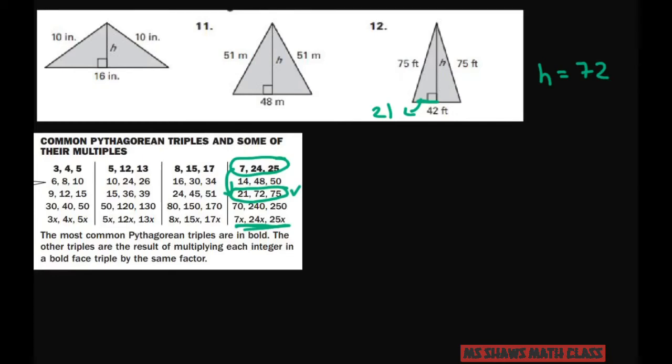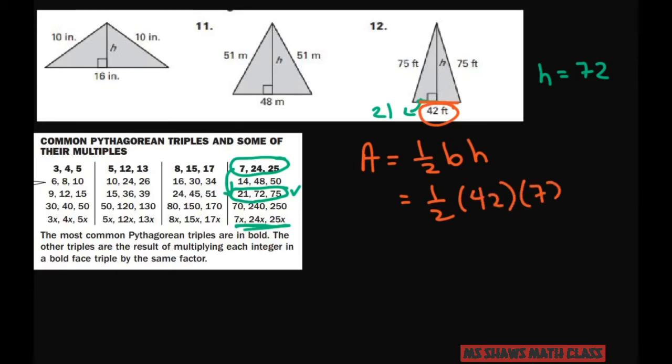So now when you do your area, you do 1/2 base times height. Take your whole base, this whole length, of 42 times 72. 1/2 of 42 is 21, and then you just multiply your 72, and then you can put that in the calculator. 21 times 72, and that's going to equal 1,512, or 1,512 feet squared.